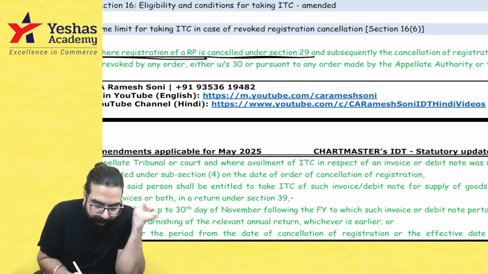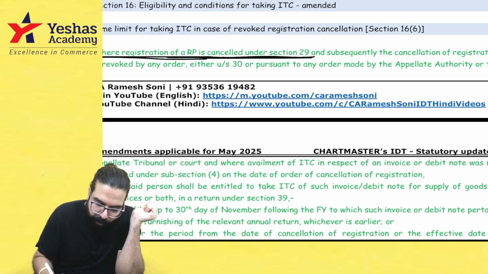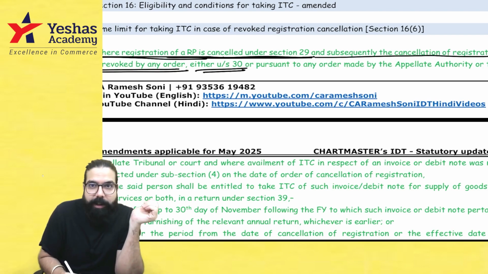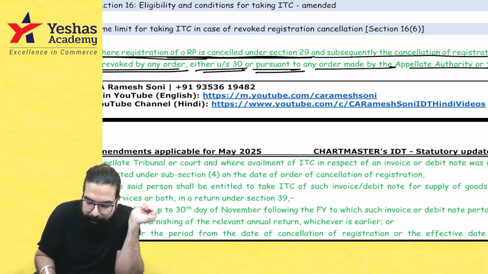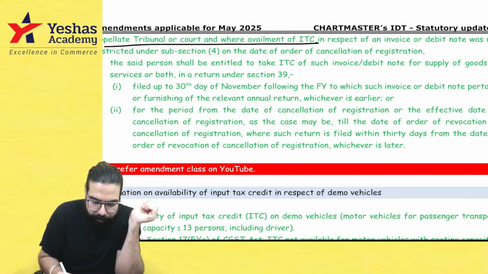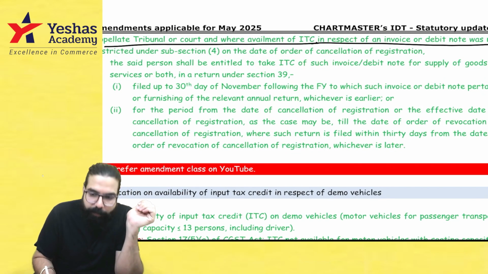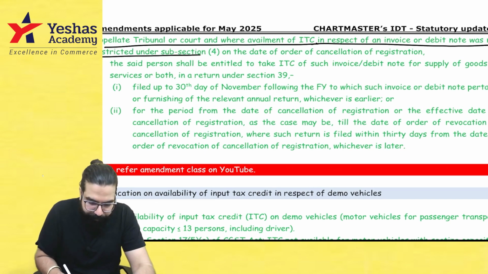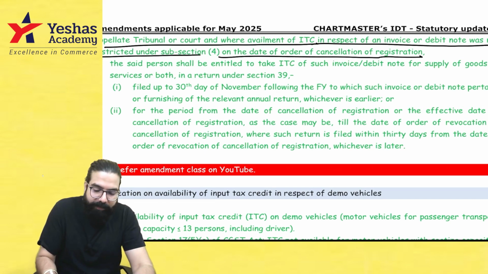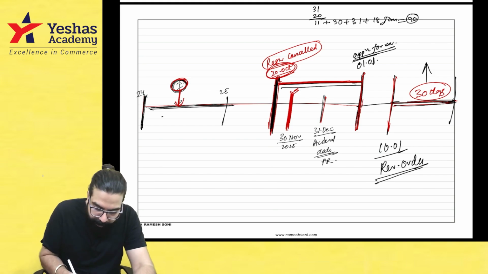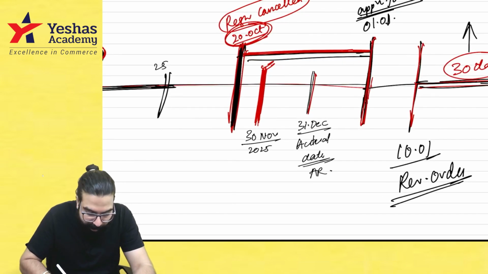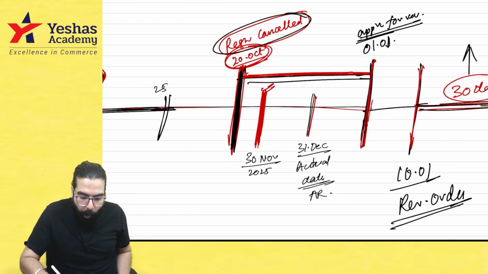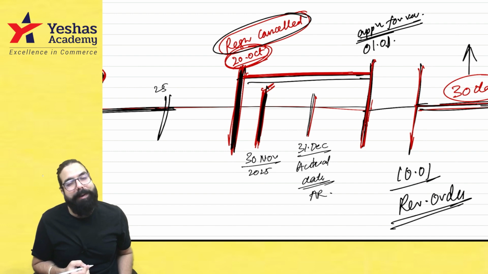Now, when a registration of a registered person is cancelled under section number 29 and subsequent to the cancellation is revoked by a revocation order under section number 30 or pursuant to any order made by the appellate authority, appellate tribunal or the court, and where ITC availment in respect of an invoice or debit note was not restricted under section number 16(4) on the date of cancellation. So what they are telling, the invoice's credit was not restricted on the date of registration cancellation. Sir, I could have taken the credit on or before 30th November, but my registration got cancelled.